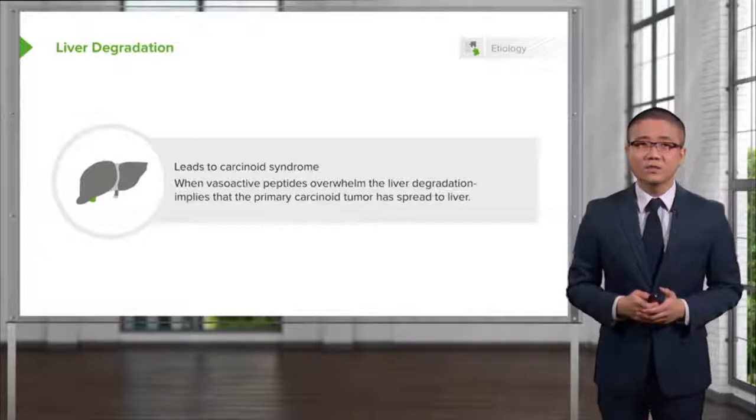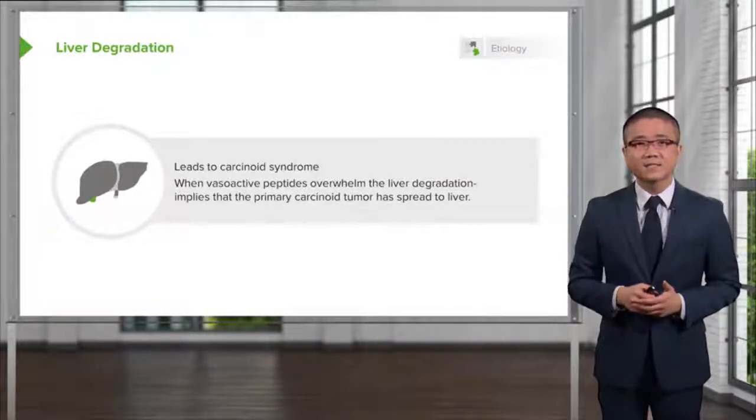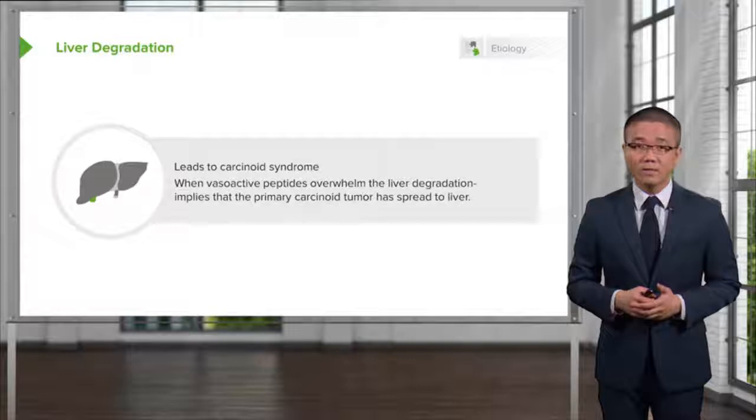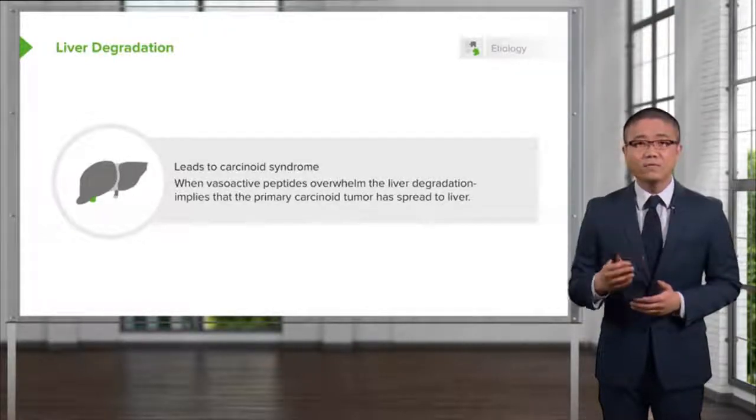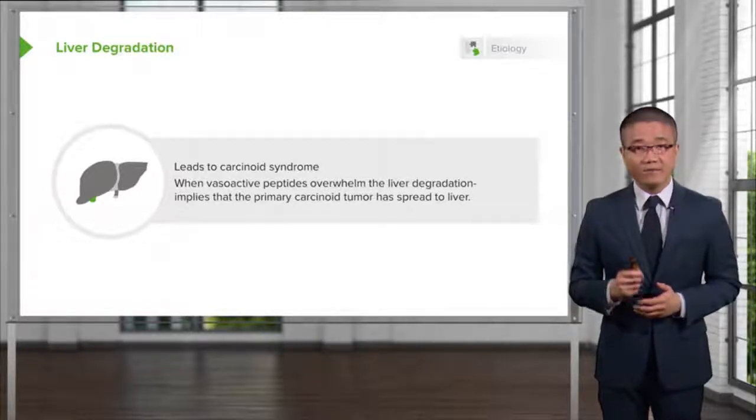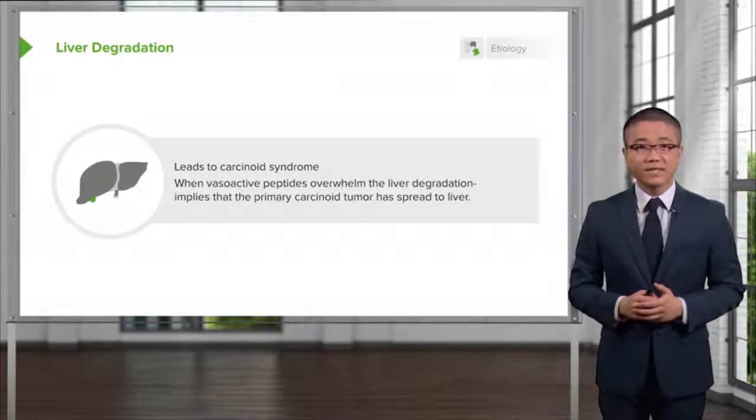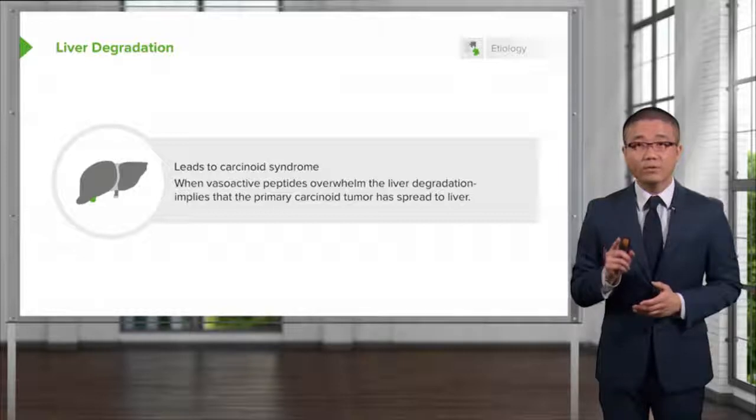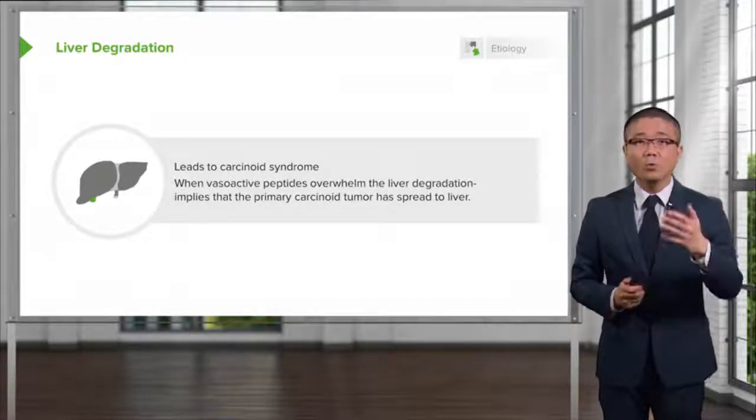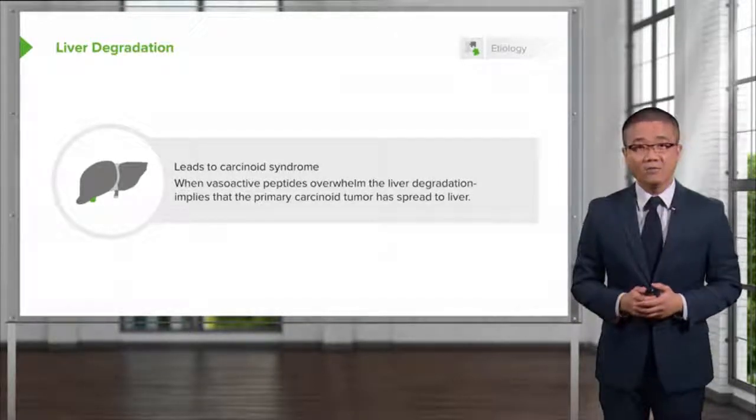Very important discussion about liver degradation. Remember my discussion about how metastasis is very important in the development of neuroendocrine tumor or carcinoid tumor symptoms? The reason is this. Vasoactive peptides are usually degraded by the liver. However, when these vasoactive peptides overwhelm the liver degradation, this implies that the primary tumor has spread beyond the liver, or beyond the liver's ability to degrade the vasoactive peptides. Only when the carcinoid tumor spreads beyond the liver do patients become symptomatic.